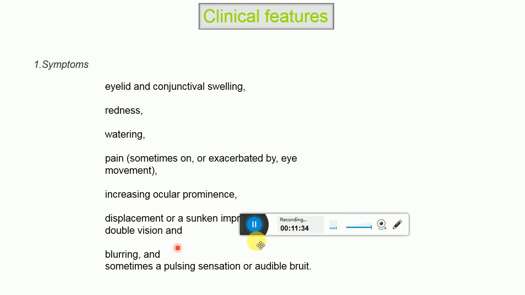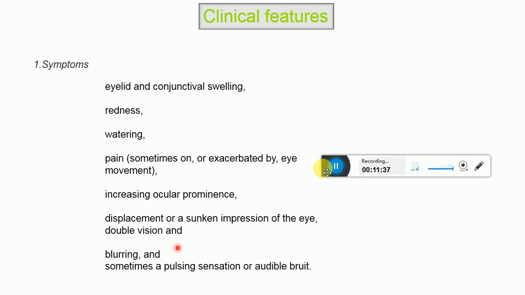Now, what are the clinical features of orbital diseases? First of all, the symptoms. Symptoms include eyelid and conjunctival swelling, redness, watering, pain, sometimes on or exacerbated by eye movement, increasing ocular prominence, displacement or a sunken impression of the eye, double vision, blurring, pulsing sensation, audible bruit.